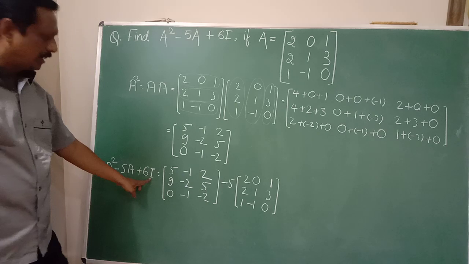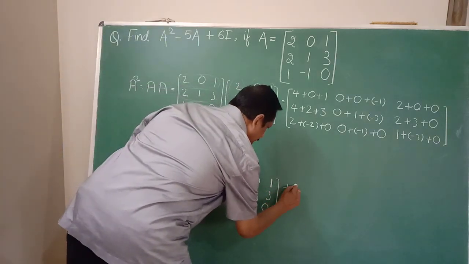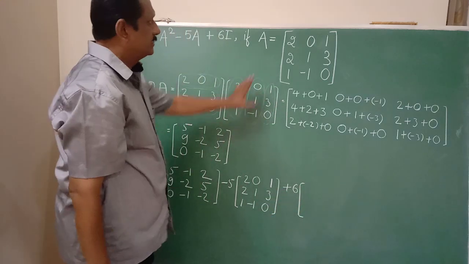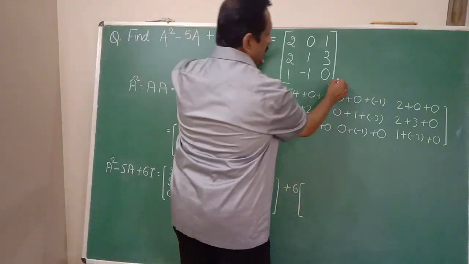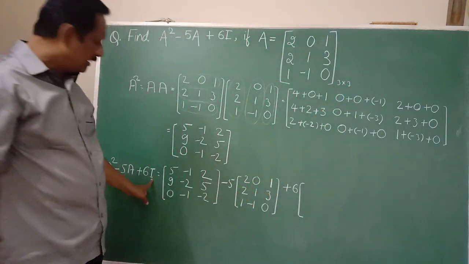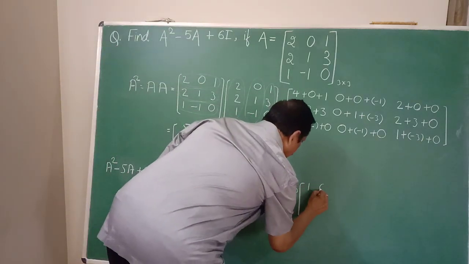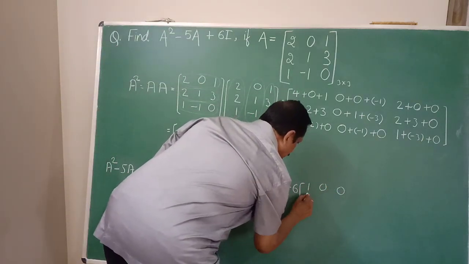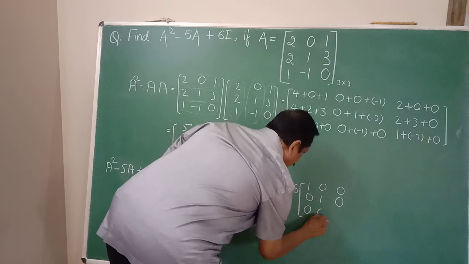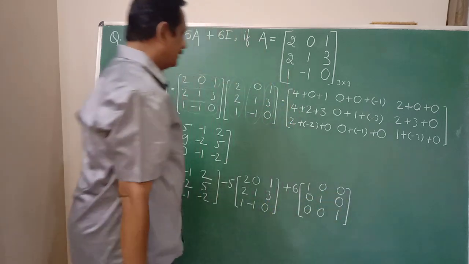Then 6 into I. I is the identity matrix here. Therefore 6 into, here the identity matrix is 3 into 3 because the given matrix is of order 3 into 3. Therefore here also take an identity matrix of order 3. So that is 1, 0, 0, 0, 1, 0, 0, 0, 1. So this is an identity matrix here.